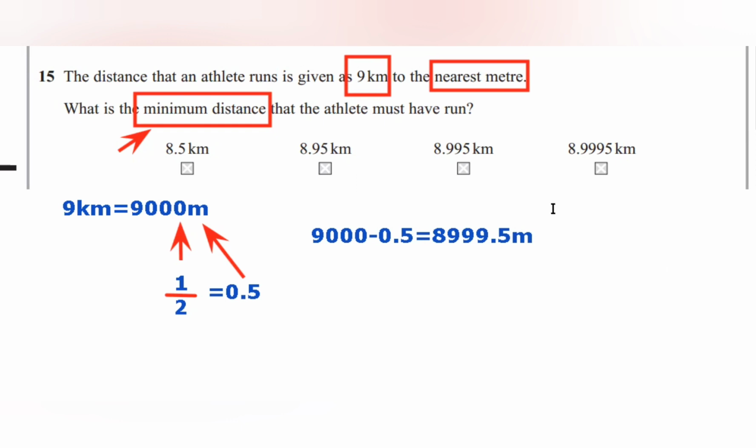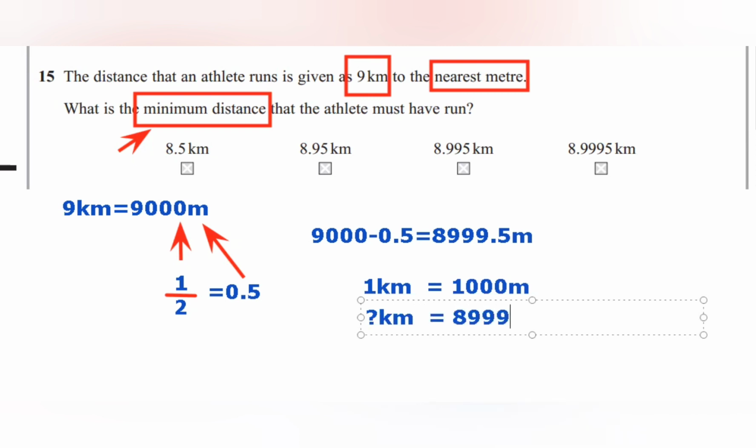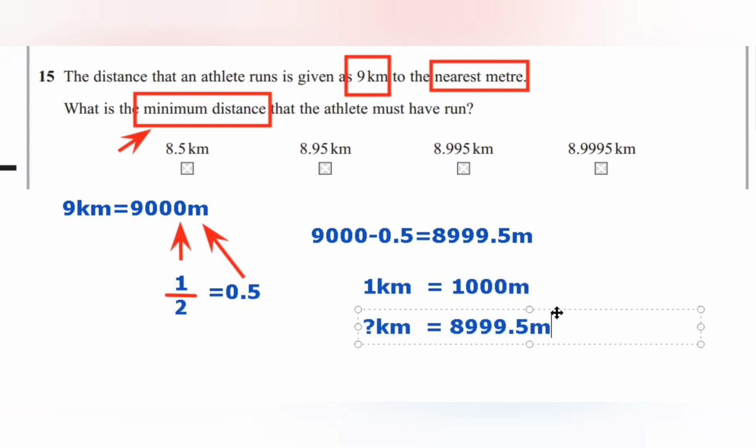So we say 1 kilometer equals 1,000 meters. You want to understand how we turn this. Now here, these are meters, so I'm going to put them under the meters, and I'm going to put a question mark kilometers equals 8999.5 meters. We're going to use the X method here. As we learned, the X method is used to solve a lot of problems.